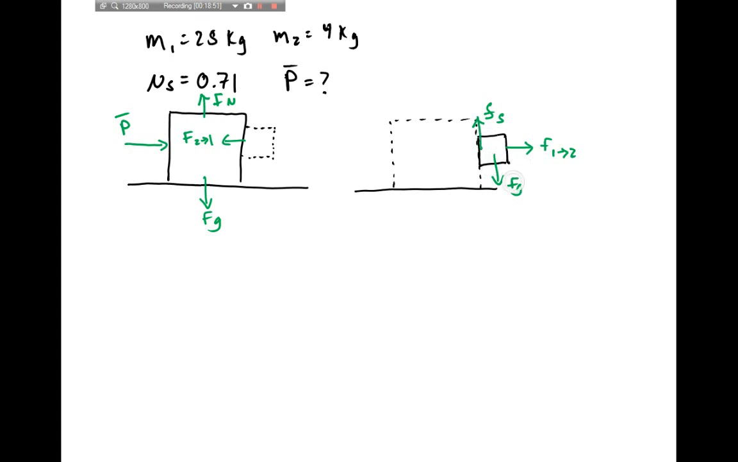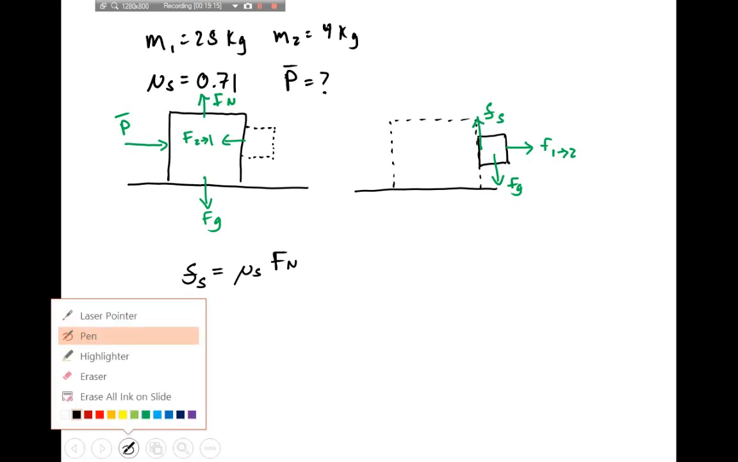So, looking at this picture over here on the right, this is a really neat example, and I like to do this example because the maximum static frictional force is equal to mu sub s times the normal force. And we're so used to saying the normal force is equal to the force due to gravity, but remember, the normal force is the force that is perpendicular to the surface.